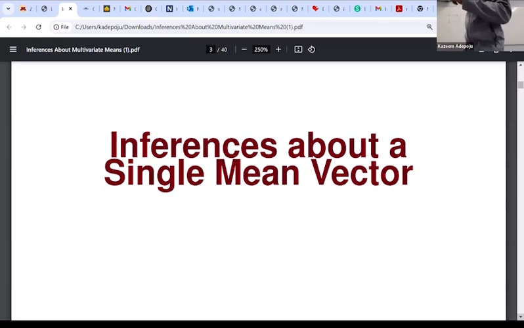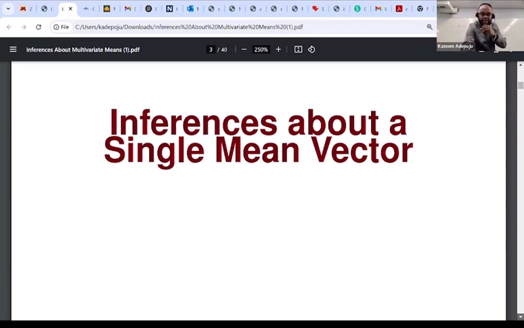Like I said, this is an example of a single mean vector. I'm only referring to an entity. Okay, now let's get started.